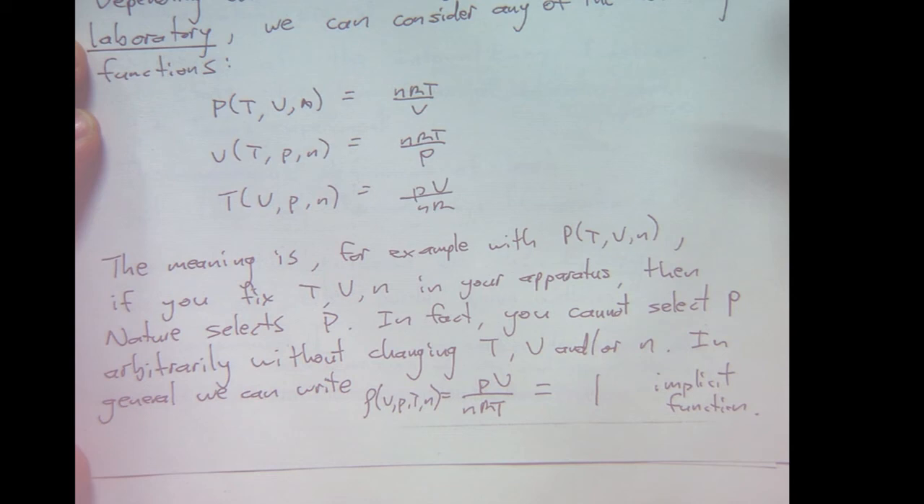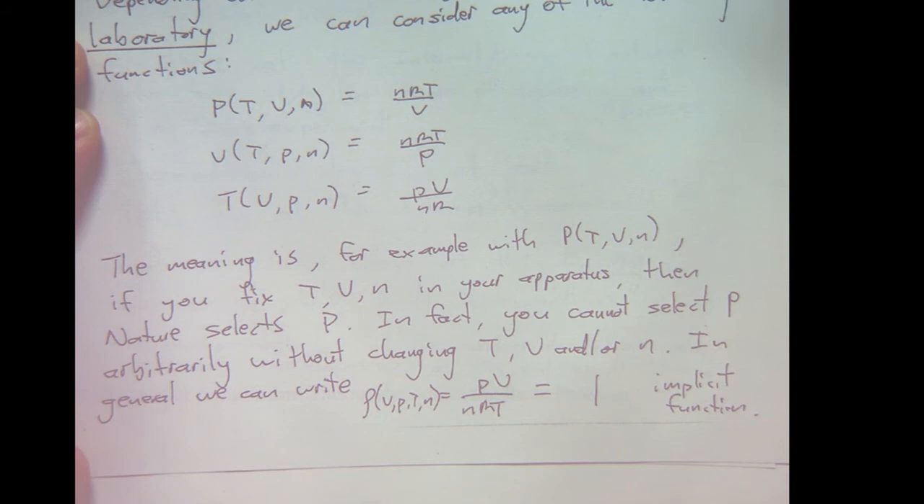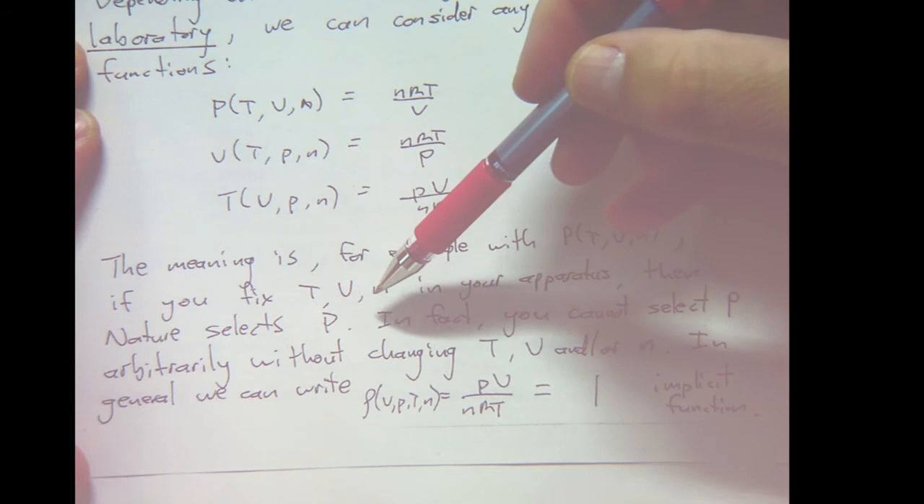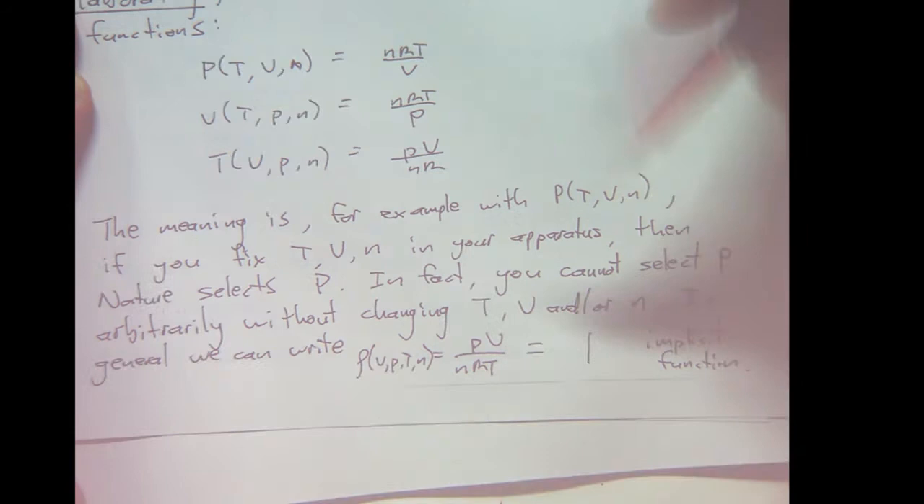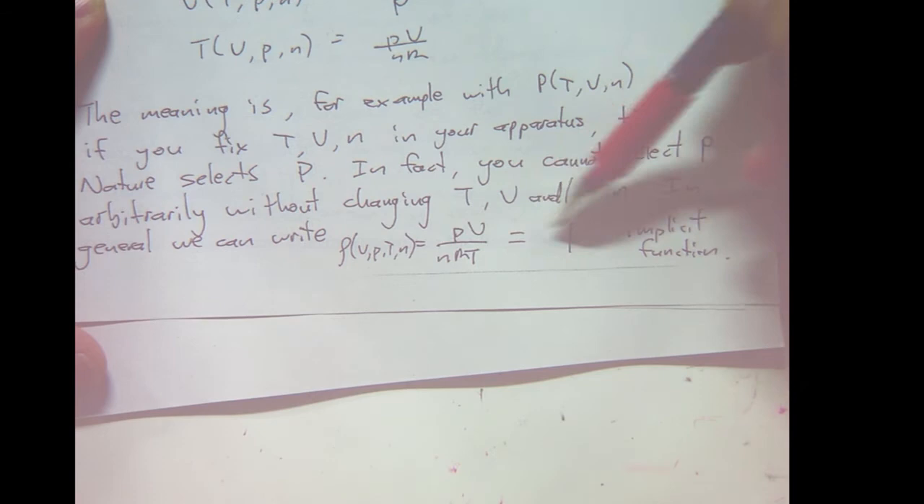Right? If you try to set all four of them, you are over-determining the system. There could well be no solution. Okay? You might be trying to force an impossible situation. So you can only control three out of four, and the last one is set by nature. In general, we could write something like PV over nRT equals 1. So you see an implicit function, in the form PV on nRT equals 1.